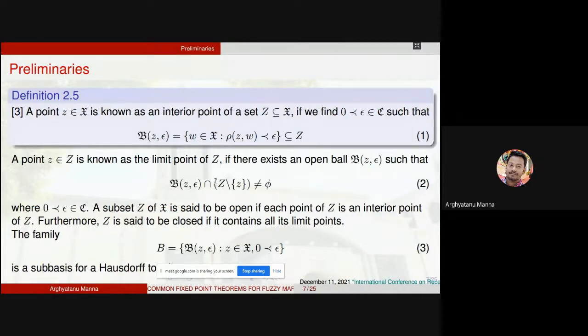A point z is known as an interior point of the set Z, a subset of X, if we can find 0 partially less than ε belonging to C such that B(z, ε) is defined as follows. And the definition of a limit point is also given here.